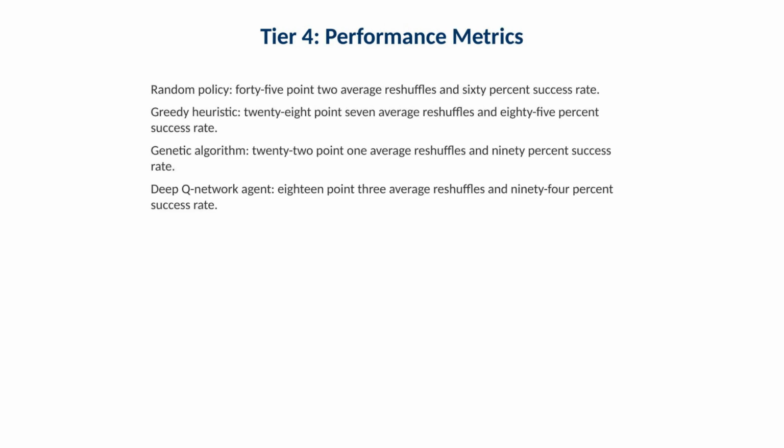The reported metrics are: random policy has 45.2 average reshuffles and 60% success rate. Greedy heuristic has 28.7 average reshuffles and 85% success rate. Genetic algorithm has 22.1 average reshuffles and 90% success rate. Deep Q network agent has 18.3 average reshuffles and 94% success rate.